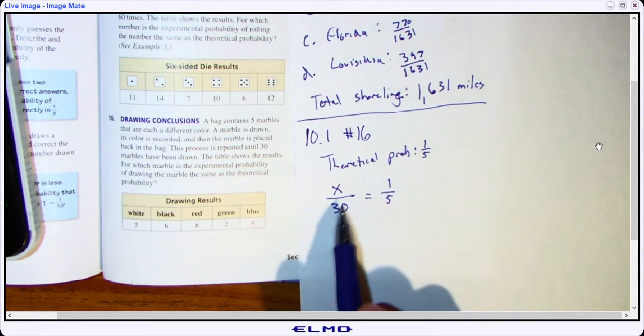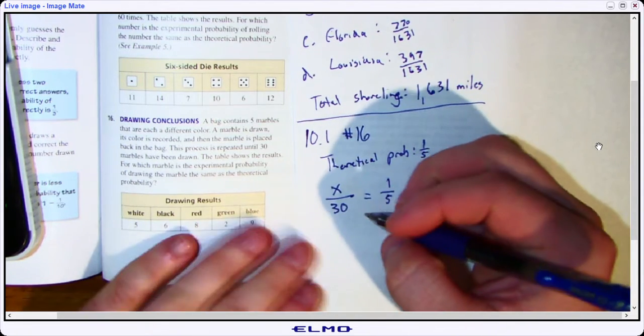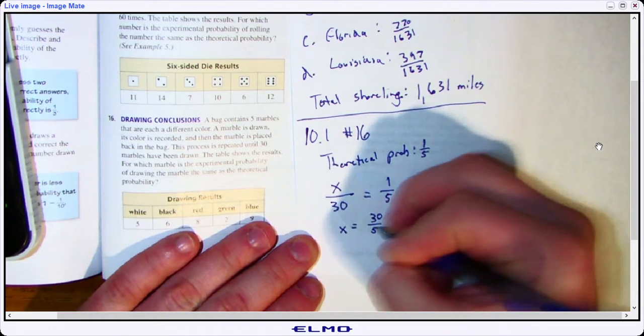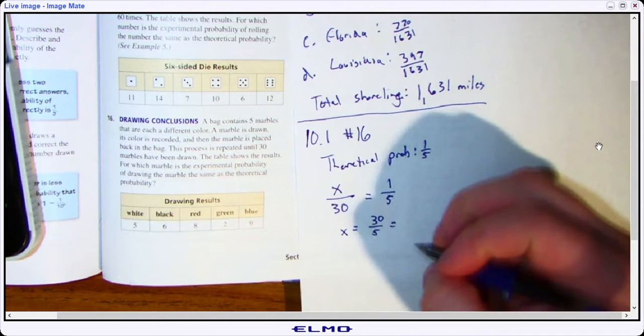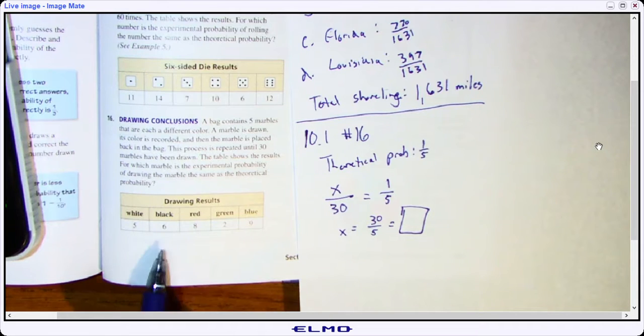To isolate x, to find one of these values, I'm just going to multiply both sides by 30. I end up with x is equal to 30 over 5, which just equals, you tell me, some number, and that's going to match up with one of these numbers, and that is going to be our answer.